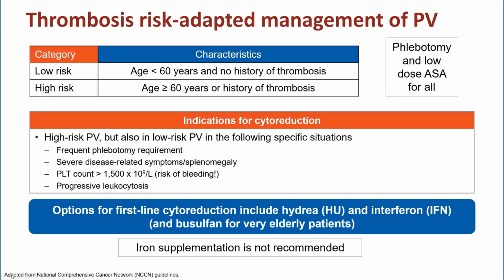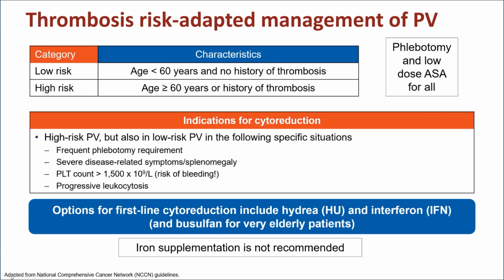In low-risk patients, there are exceptions when the cytoreduction might be needed, as outlined in the slide. And I would perhaps highlight the platelet number that may be associated with the risk of bleeding. Platelet number is not a risk for thrombosis. There is a risk for bleeding when the platelet number goes above 1.5 million, when there might be acquired von Willebrand factor deficiency.